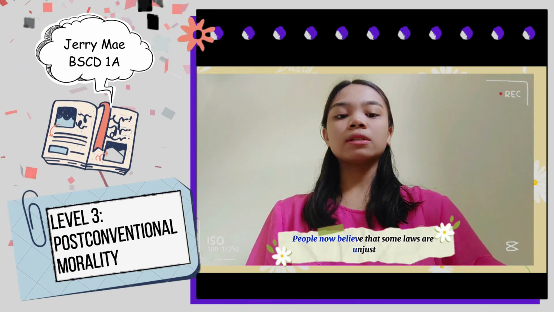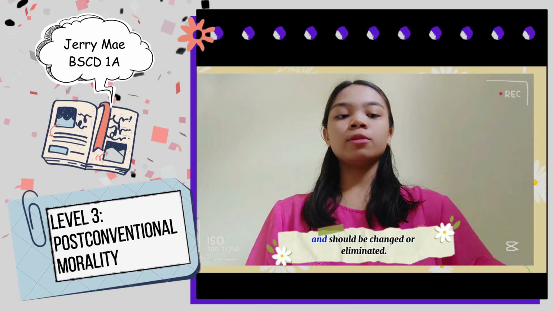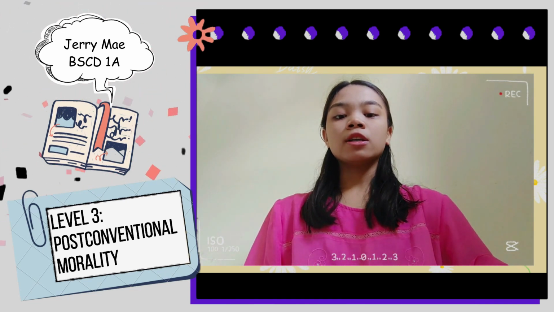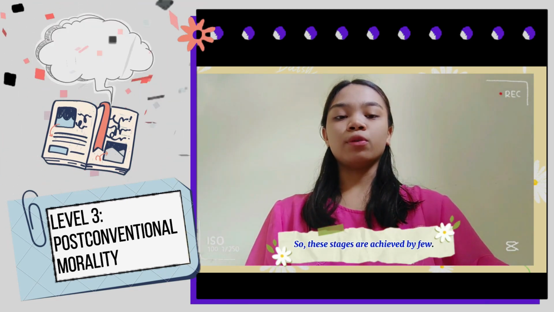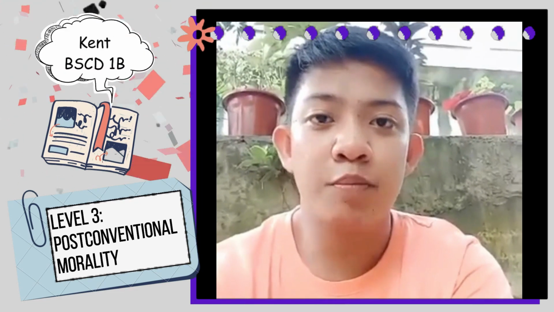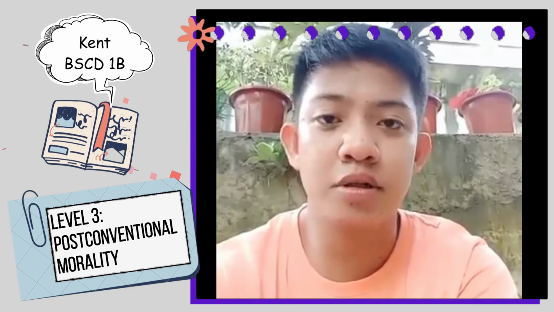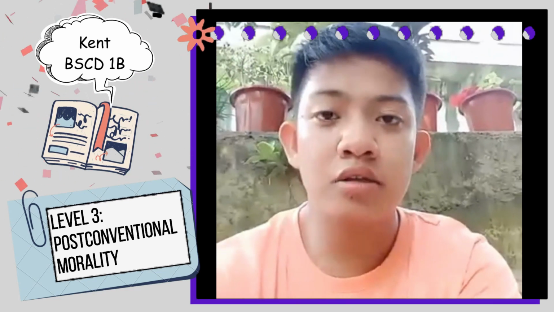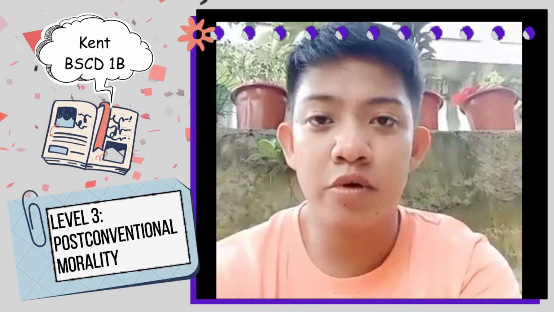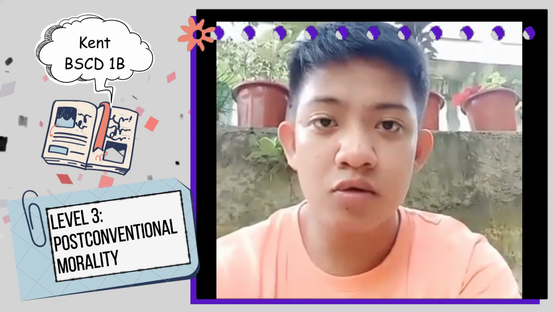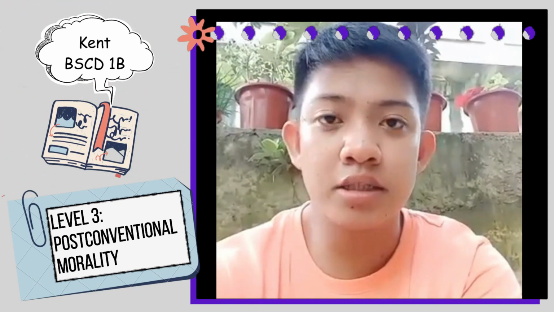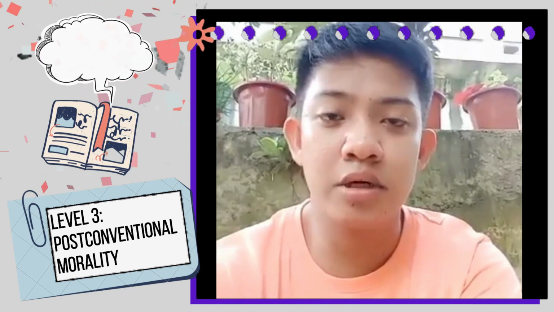People now believe that some laws are unjust and should be changed or eliminated, so these stages are achieved by few. At this level of moral development, people develop an understanding of abstract principles of morality. And there are two stages at this level of morality. The first stage is social contract and individual rights, and the second stage is universal principles.